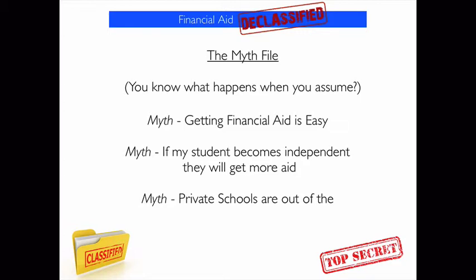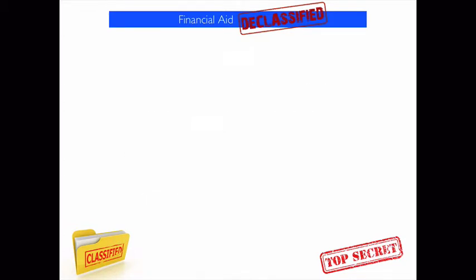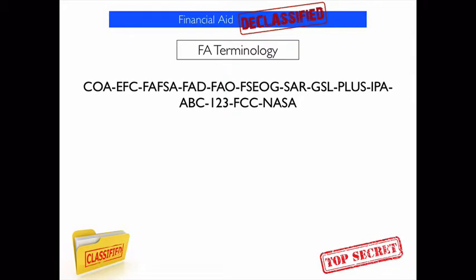So now, let's take a minute to crack the old terminology code and to understand a little bit more the FA terminology, otherwise known as the financial aid terminology. Now, just like most organizations, they love to have their own acronyms. It's like an acronym club, I guess, if you will. COA, EFC, FAFSA, FAD, FAO, FSEOG, SAR, GSL, PLUS. ABC, 1, 2, 3, FCC, I don't know. There's so many terms. Sometimes it definitely feels like a foreign language. So let's learn the ones that are most common, I guess.